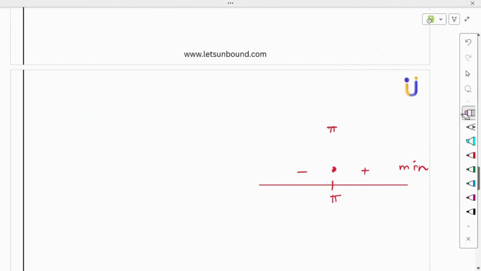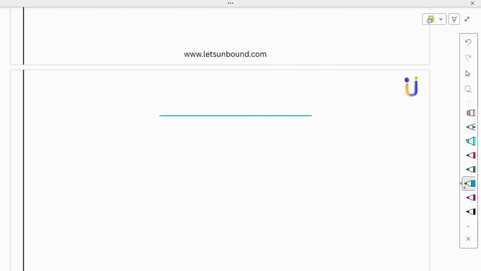Okay, so this is the reference. I'm deleting it. Let's start working it out. At pi, what is the sign diagram? Let's make a sign diagram for dh by dt.